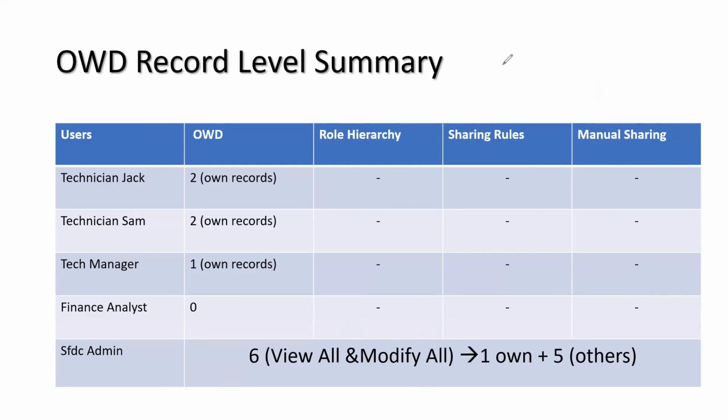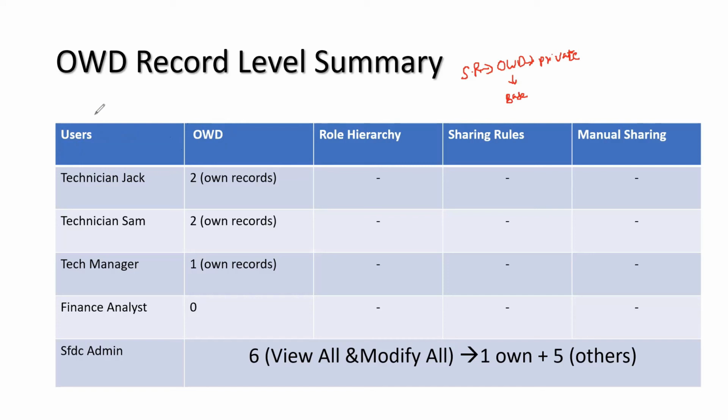So let's see how this OWD behaves when it is set to private, with the help of this table. The OWD is set for the service request object and it is set to private. This OWD basically talks about the base level of access that we can set in our organization. Let's see that with an example here. I've taken a few records just to help us understand this information.